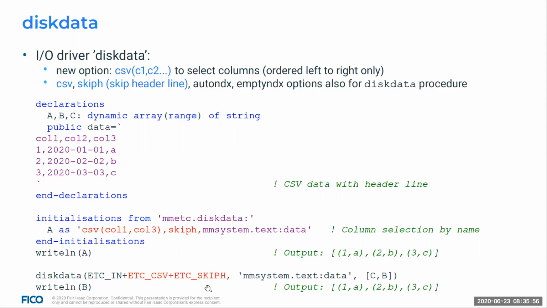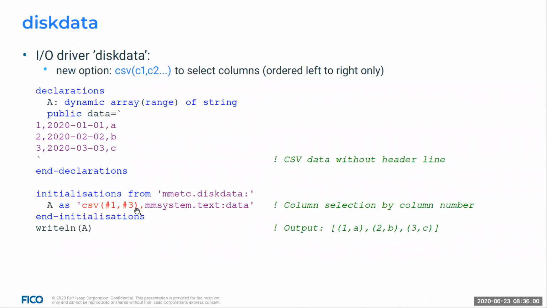In the functional form, I cannot specify this column selection. An alternative form of column selection is just by order numbers of these columns.